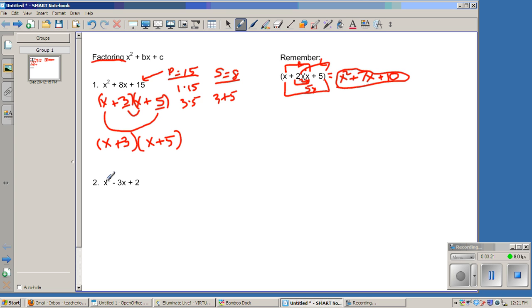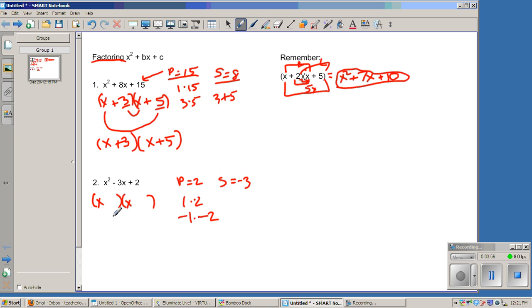So if I have to factor this, x squared minus 3x plus 2 again, I'm going to first look at this first term. As long as there's no number before that x squared, this method works out just fine. X times x will give me the x squared I need. And now I need a product of 2, and the sum has to equal negative 3. So things that give me a product of 2 would be like 1 times 2, negative 1 times negative 2, and that's about it. Doesn't matter what order they're in.